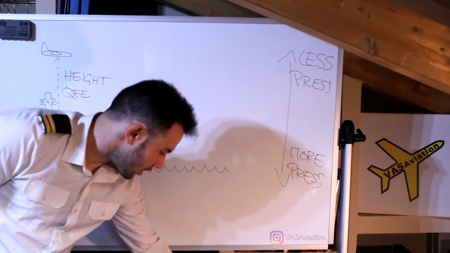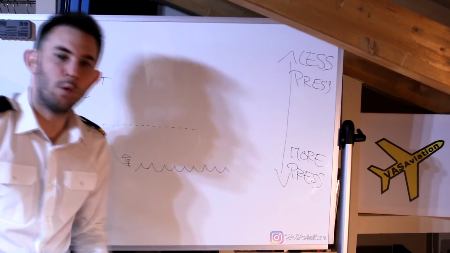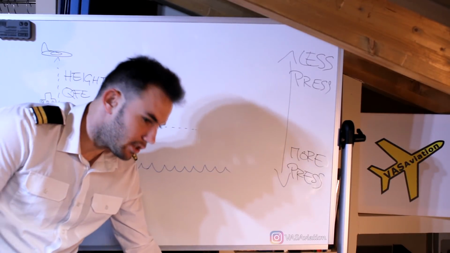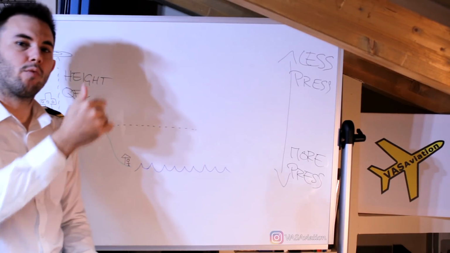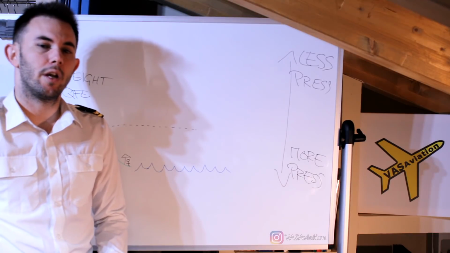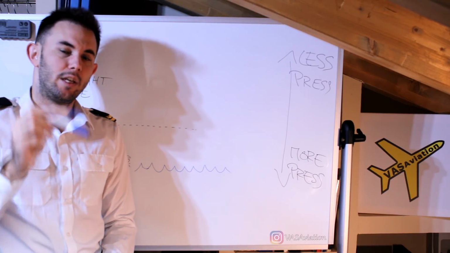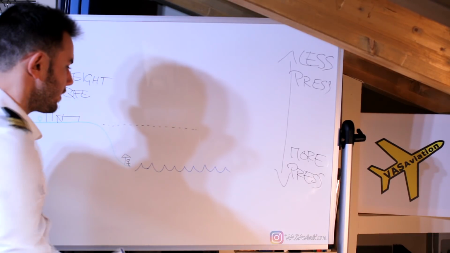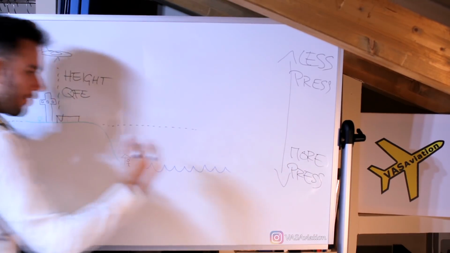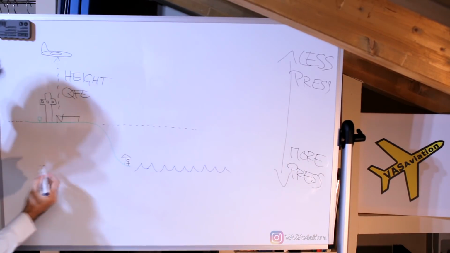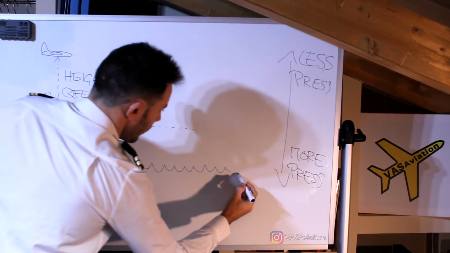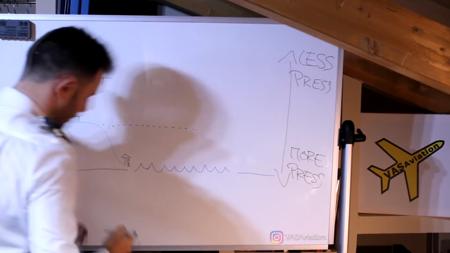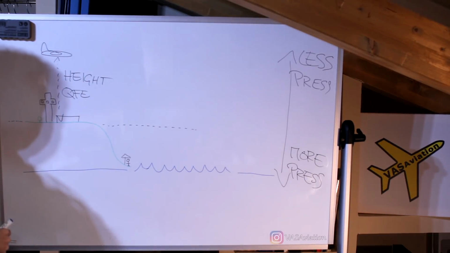Now the next term that we're going to look at is QNH. And QNH is also by definition the QFE reduced to mean sea level. In other words, QNH is the pressure at mean sea level. So whatever the pressure is, the QNH datum or the QNH isobar will go over there at mean sea level.